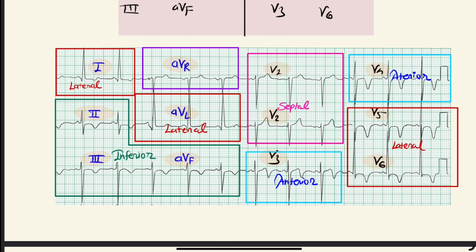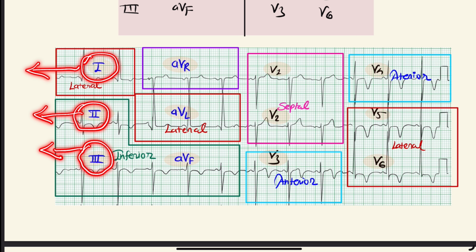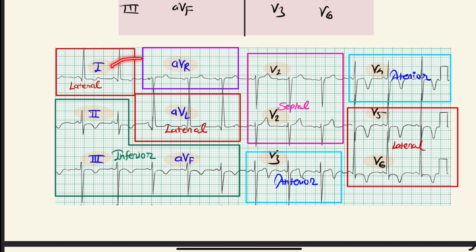You will find lead 1, 2 and 3 in the left corner of the paper. Right beside the lead 1 on the right side is lead AVR. Directly below the AVR is lead AVL and below that you will find lead AVF.